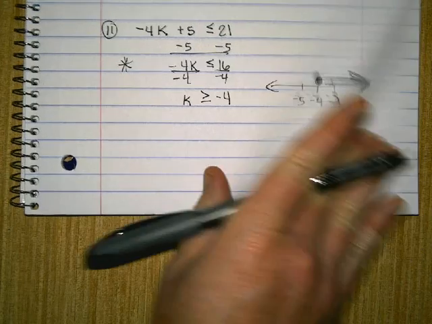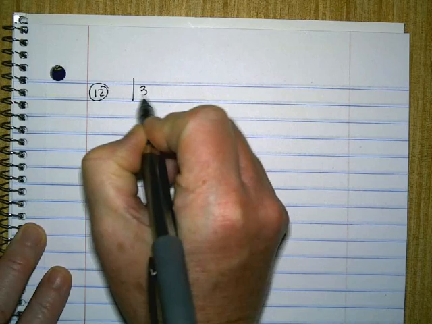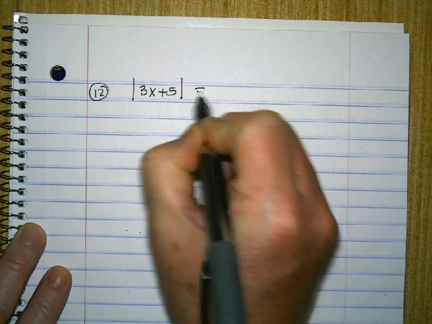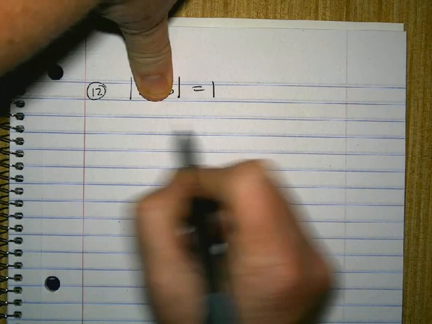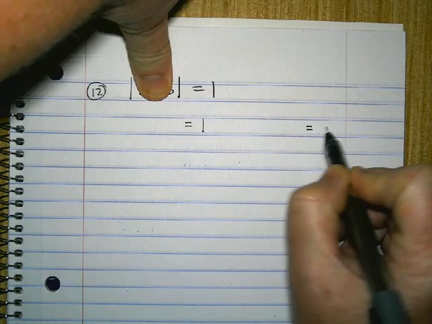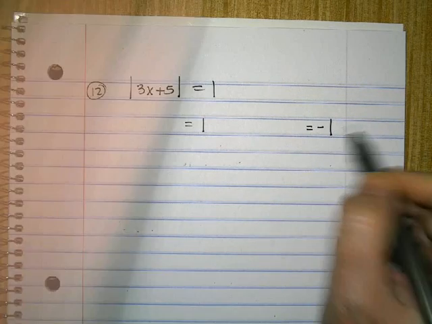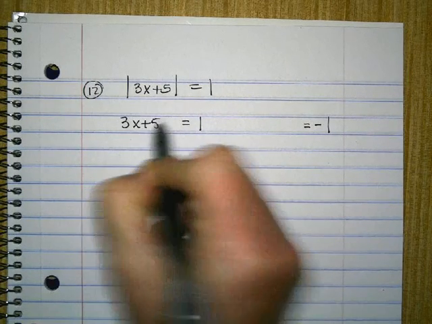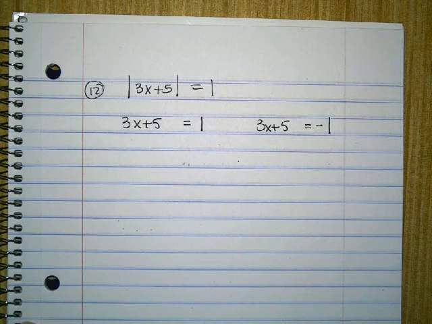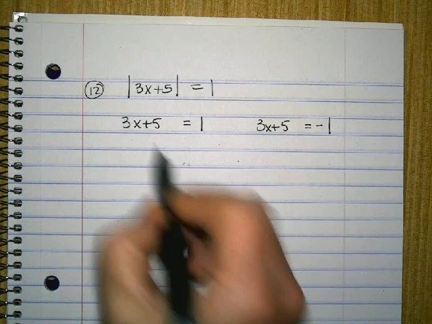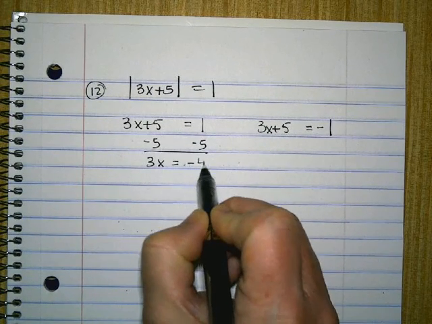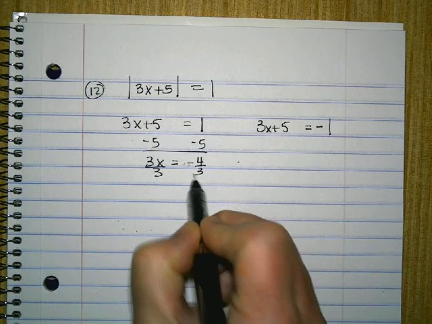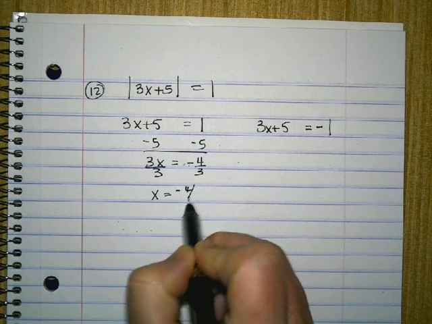Number 12. 12 says absolute value of 3x plus 5 is equal to 1. So, the stuff under my thumb is equal to 1 or it's equal to negative 1. So 3x plus 5 is 1 or 3x plus 5 is negative 1. Solve. 3x is negative 4. X is negative 4/3.